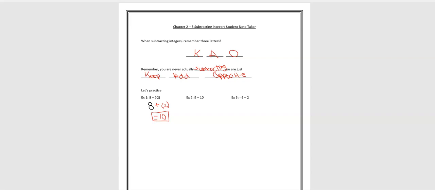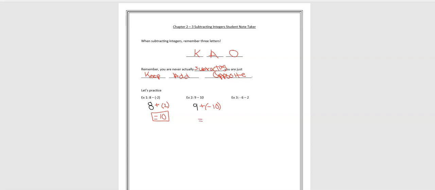Example 2, I have 9 minus 10. Remember, I'm not going to subtract. I'm going to add the opposite. So I'm going to keep my 9 the same. I'm going to change my subtraction to an addition, and then I'm going to take the opposite of 10, which is negative 10.